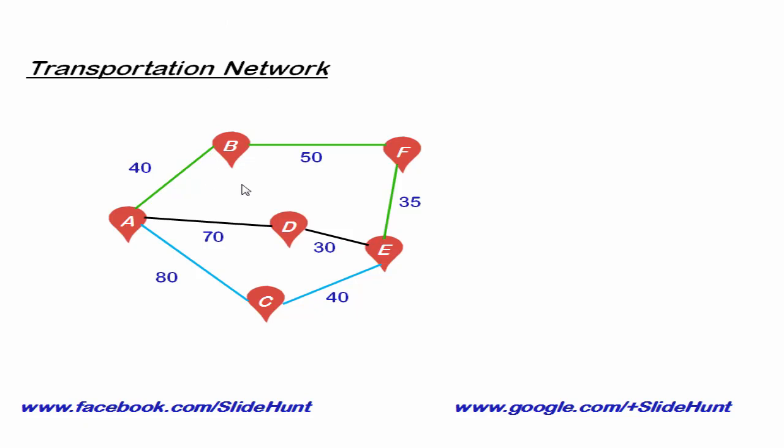Now you have to find the shortest path. The total distance of the green path is 125 kilometers. The total distance of the black path is 100 kilometers. And the total distance of the blue path is 120 kilometers. The black path represents the shortest distance. So this is the best way to go from city A to city E.